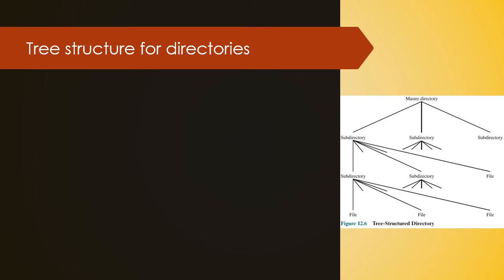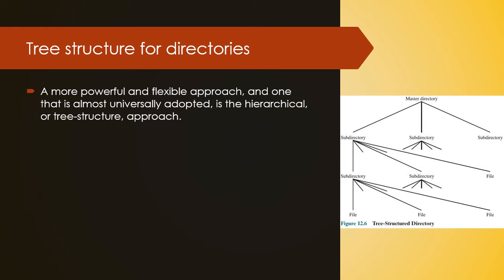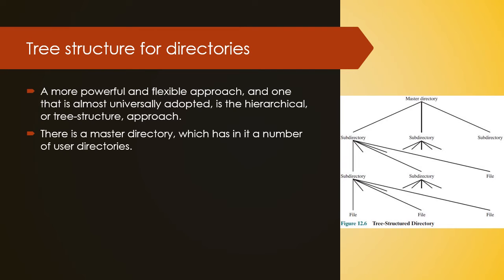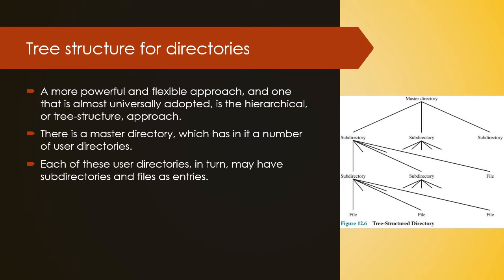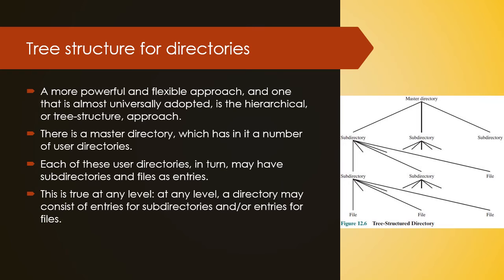Tree structure for directories. A more powerful and flexible approach, and one that is almost universally adopted, is the hierarchical or tree structure approach. There is a master directory which has in it a number of user directories. Each of these user directories in turn may have subdirectories and files as entries. This is true at any level. That is, at any level, a directory may consist of entries for subdirectories and/or entries for files.